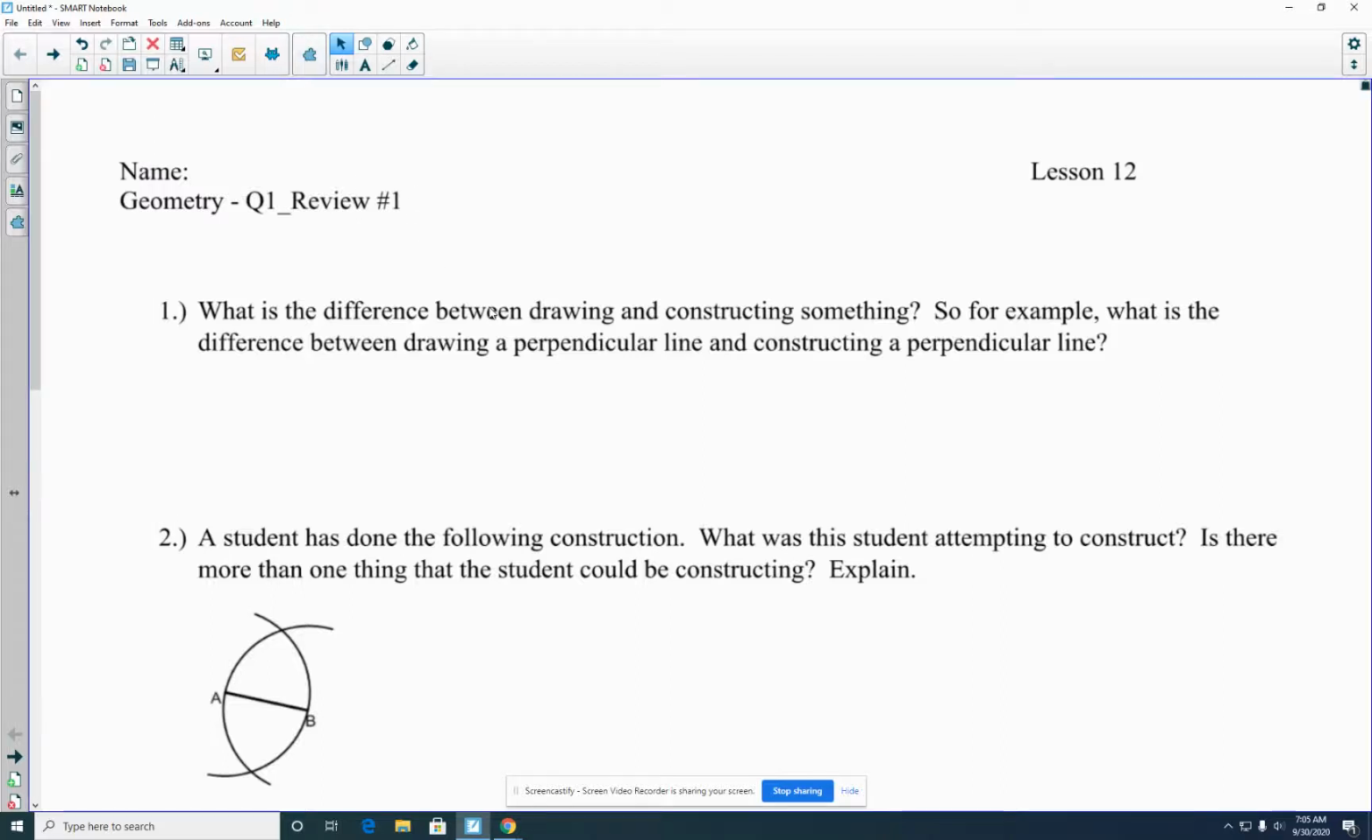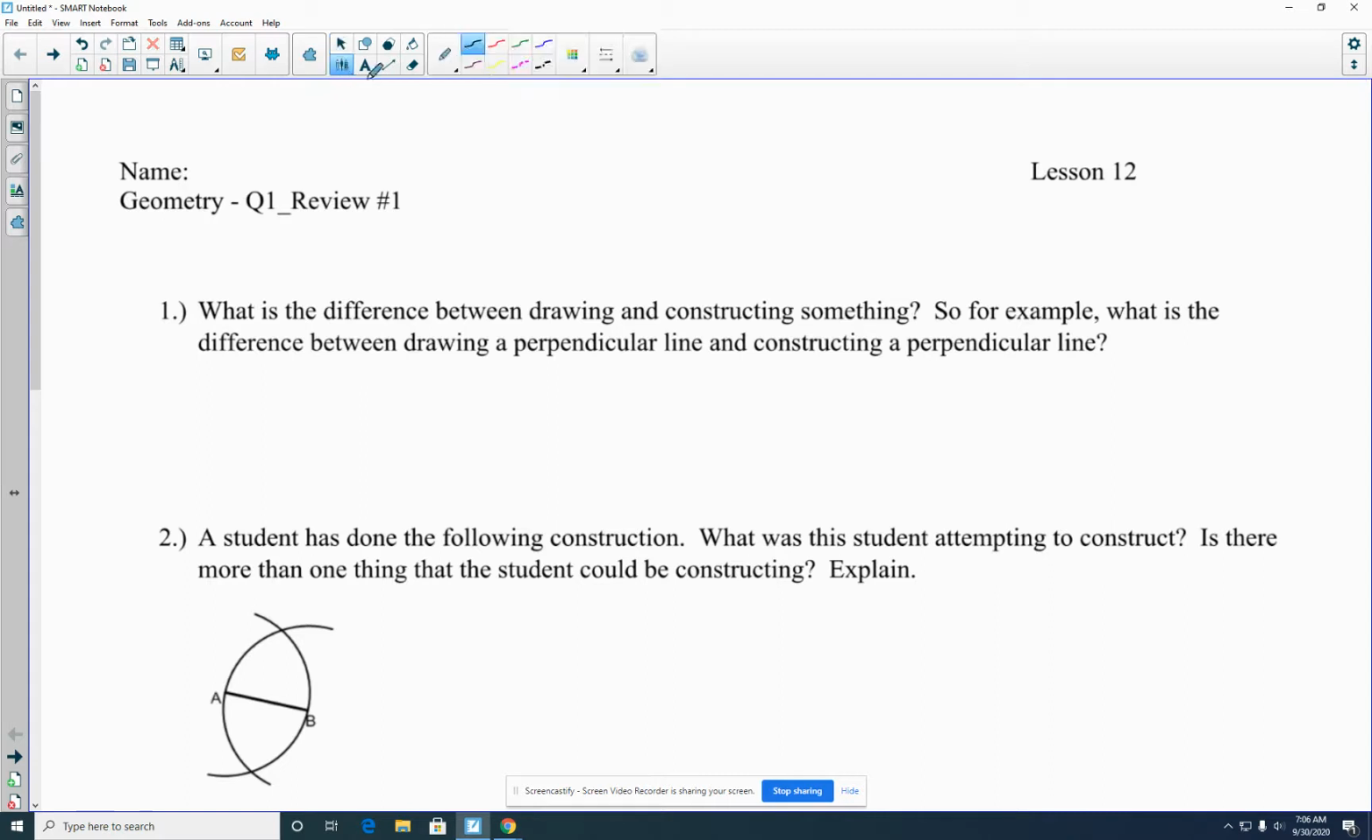Hello everyone, this video is for lesson 12, which is reviewing for test 1 in quarter 1. We're going to start with number 1, and number 1 is asking what is the difference between drawing and constructing something? For example, what is the difference between drawing a perpendicular line and constructing a perpendicular line?